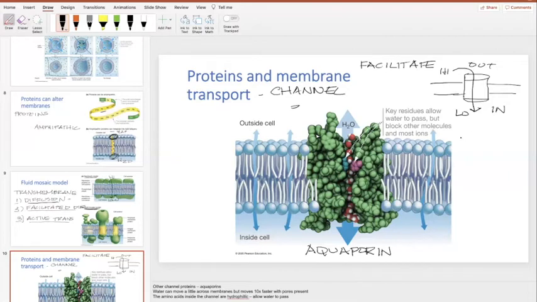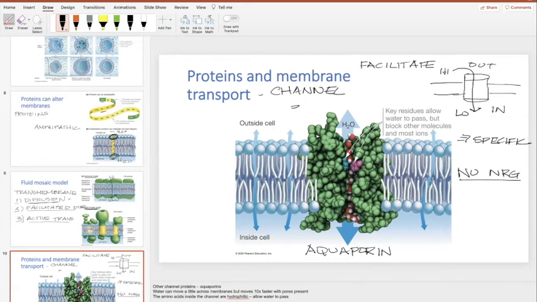Now, the neat thing about channel proteins is that they are specific. So what do I mean by that? I mean that, for example, this channel protein is tailor-made for water. Water can pass through, but not other molecules. So the diameter of the opening and the charge of the amino acids inside are just right to let water across, but not other molecules, all right? The other thing is, again, you're moving from high to low concentration, so there's no energy required.